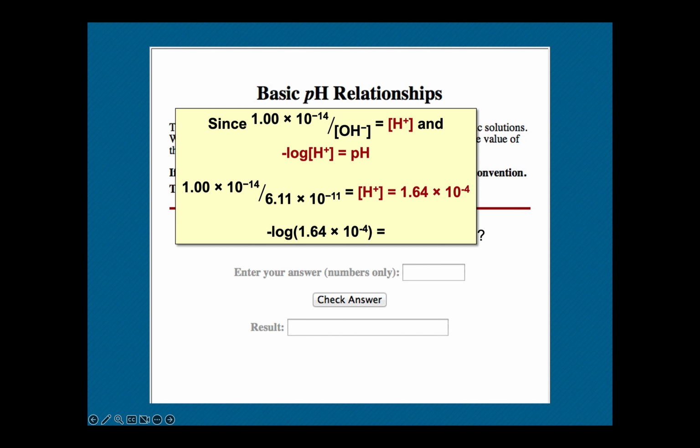So here's our calculation. We're at 1.6 times 10 to the minus 4. Take the log of it, 3.79.